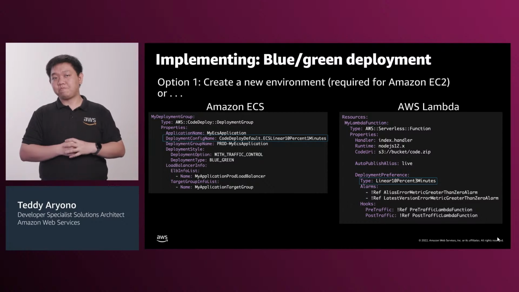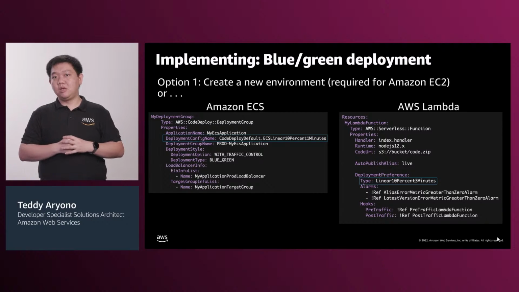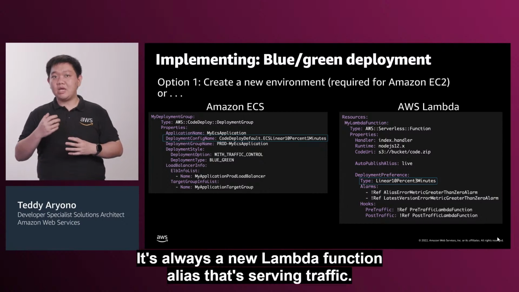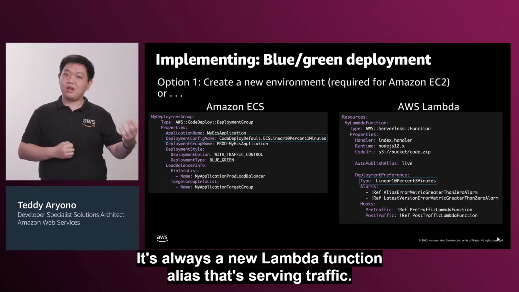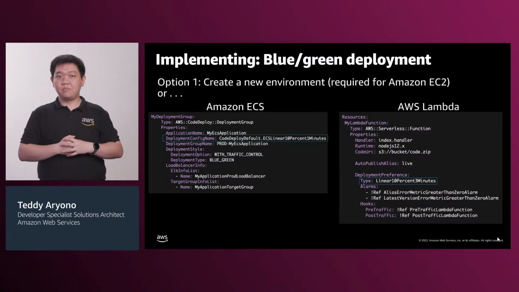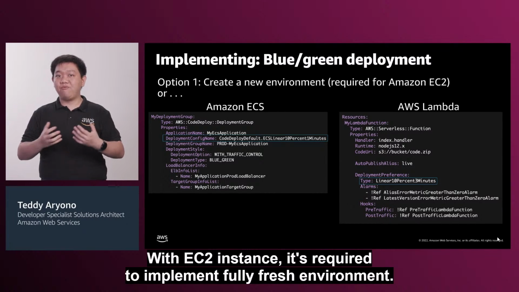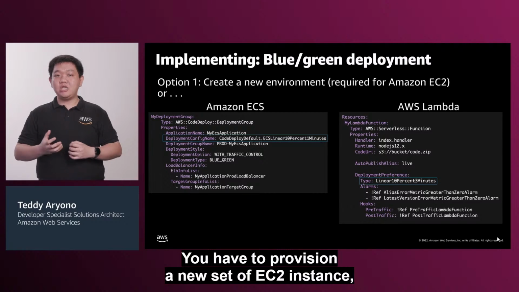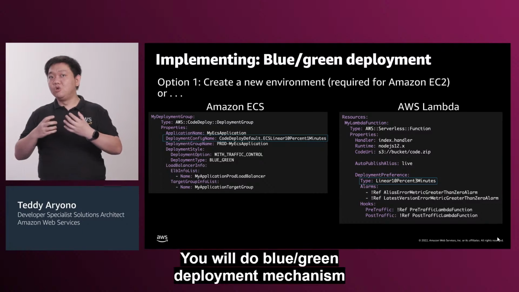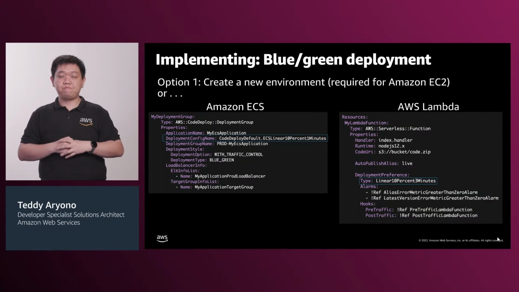And then on Lambda, the same type of idea as before in ECS. You're not making code changes in the Lambda function itself. It's always a new Lambda function alias that's serving traffic. So the same idea, linear shift of traffic. With EC2 instances, it's required to implement a fully fresh environment. You have to provision a new set of EC2 instances that will be our green environment. You will do the blue-green deployment mechanism through something like DNS or service discovery.